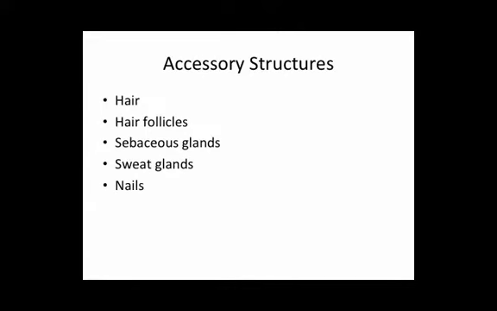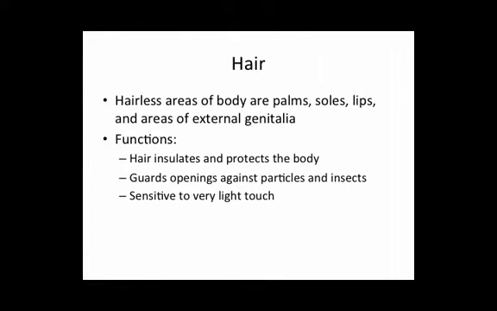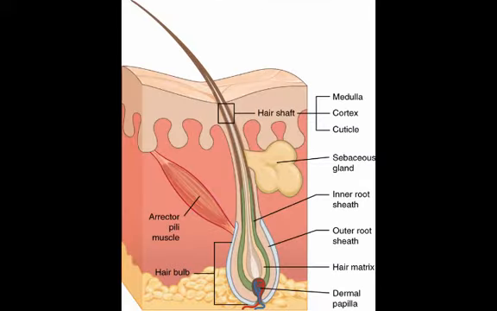Accessory structures of the integumentary system are the hair, hair follicles, sebaceous glands, sweat glands, and nails. These are all located in the dermis and may project through the skin surface. The human body is covered with hair except on the palms, soles, lips, and portions of the external genitalia. The hair protects and insulates the body and guards openings against particles and insects and is sensitive to very light touch, another protective mechanism. The hair follicle is located deep in the dermis and produces non-living hairs that are wrapped in a dense connective tissue.